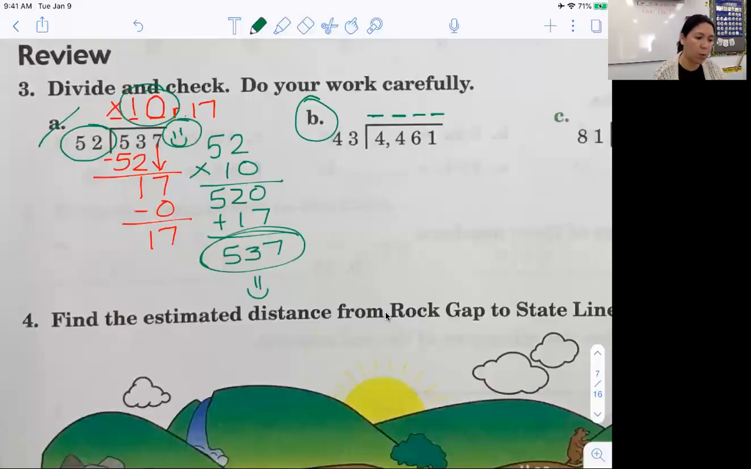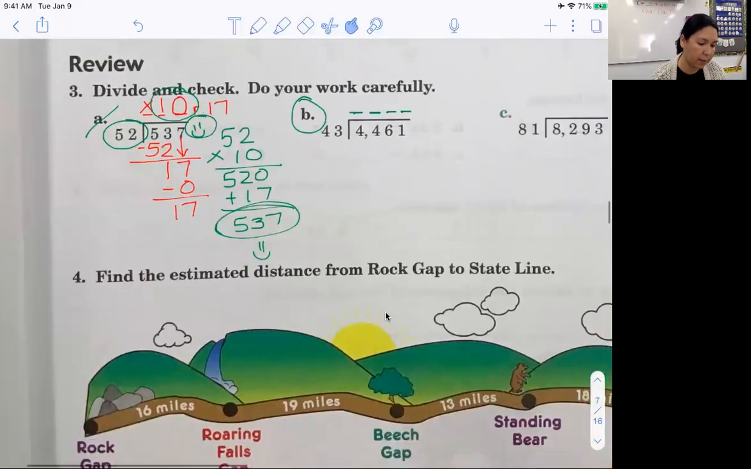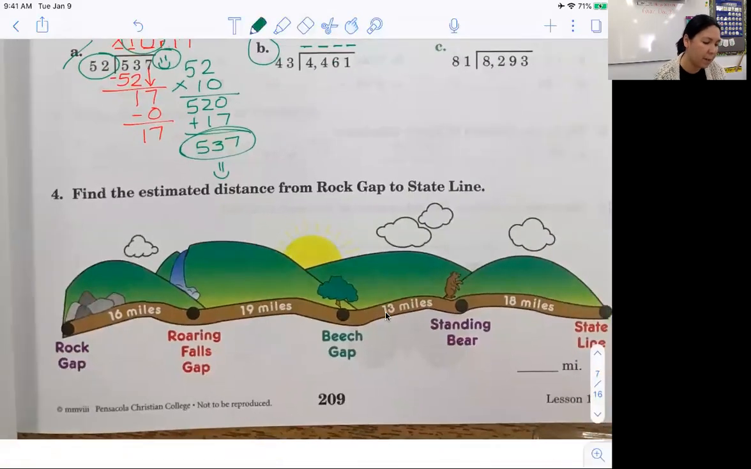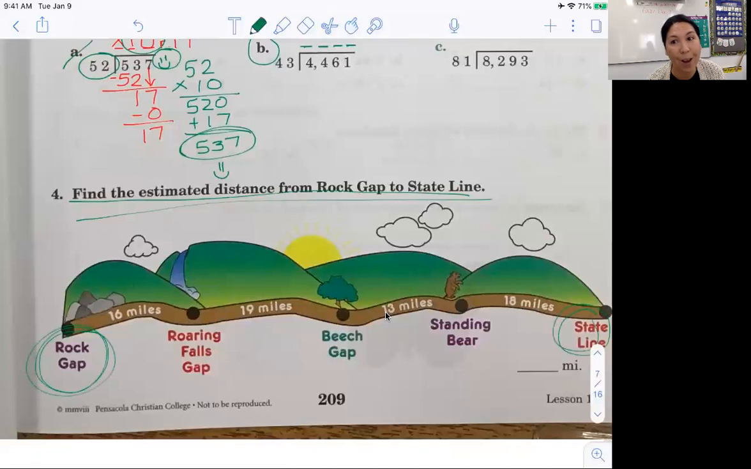All right, friends, we are not doing this bottom one. If you want to for extra credit, you can. I'll let you know what this is. It says, find the estimated distance from Rock Gap to State Line. So here's Rock Gap. Here's State Line way down here. They want you to estimate the distance. So estimating is when we round. They don't want the exact answer, they want the about answer. So if you want to try this one for extra credit, you can, but it's not part of the quiz.